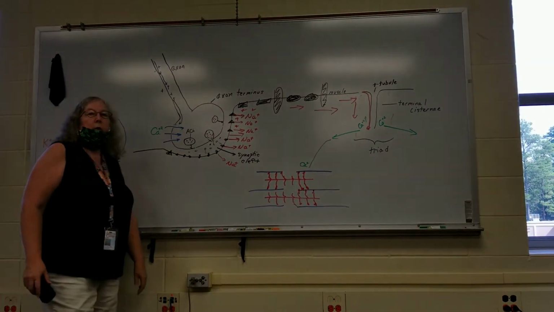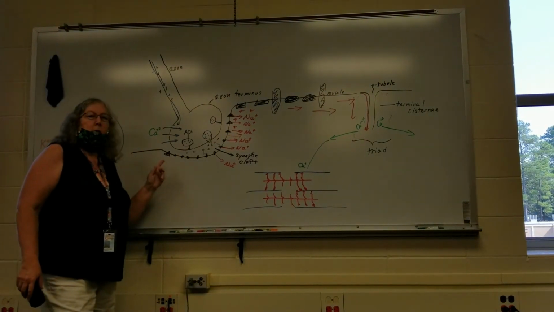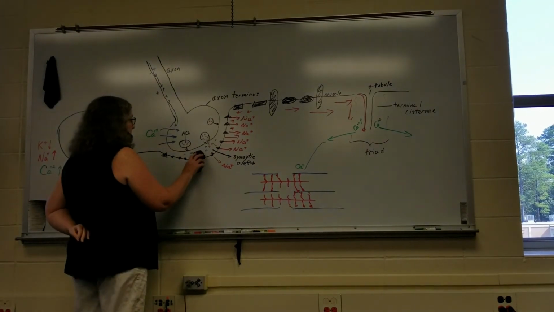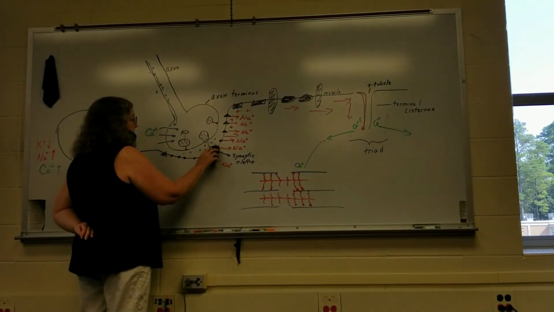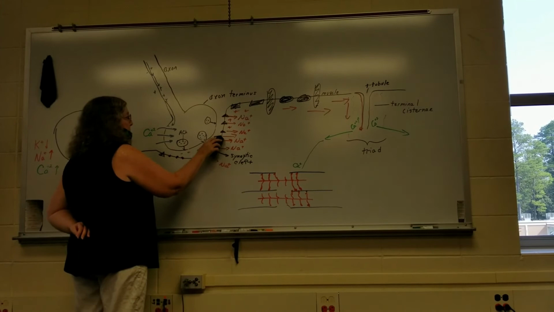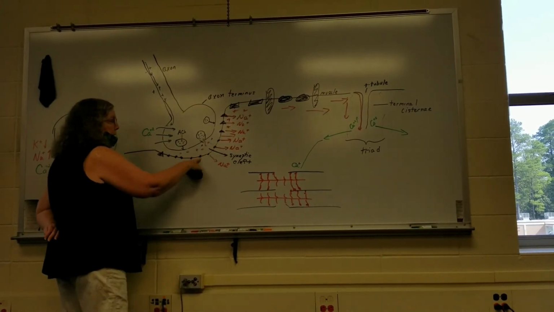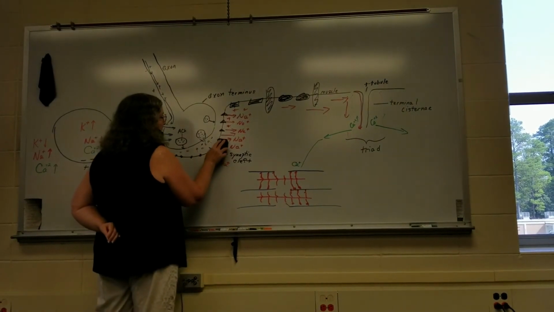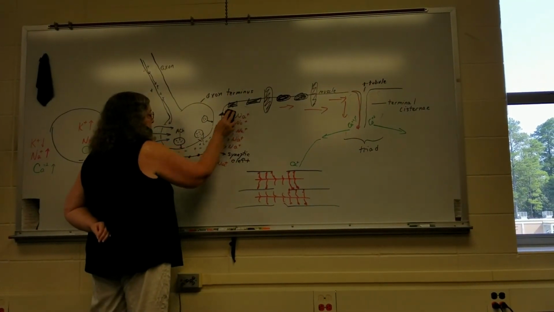How do you do that? There's an enzyme called acetylcholine esterase that will break down this acetylcholine. And it starts to break it down, removing it from those receptors. When you move it from the receptors, you close the gate. If you close the gate, you are now stopping this influx of sodium.